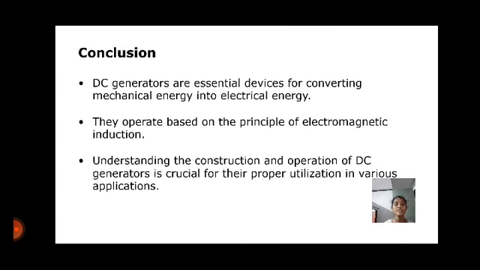Conclusion. DC generators are essential devices for converting mechanical energy into electrical energy. They operate based on the principle of electromagnetic induction. Understanding the construction and operation of DC generators is crucial for their proper utilization in various applications.